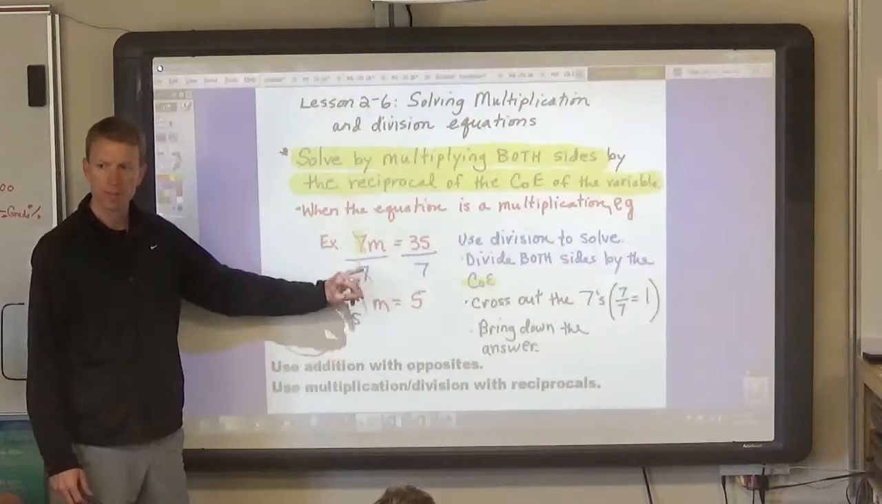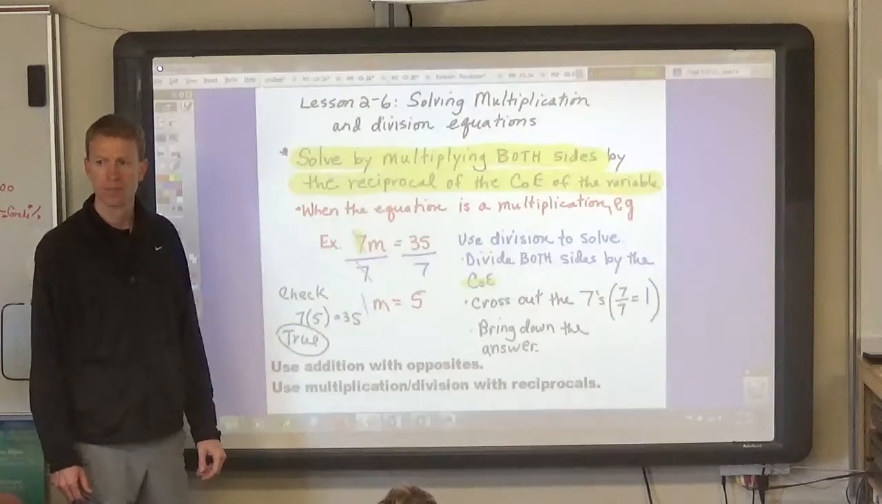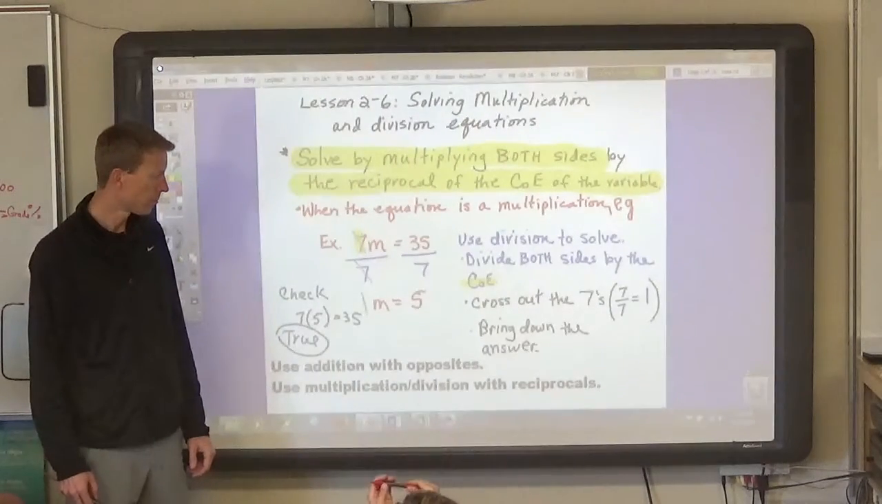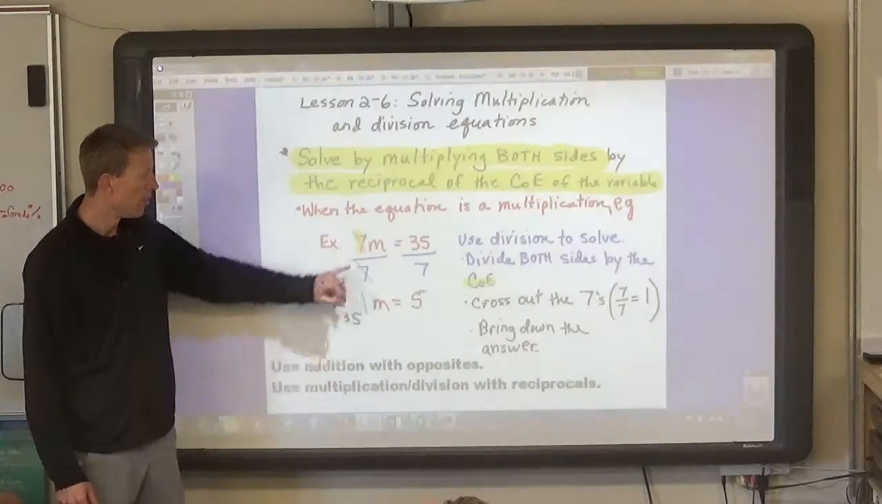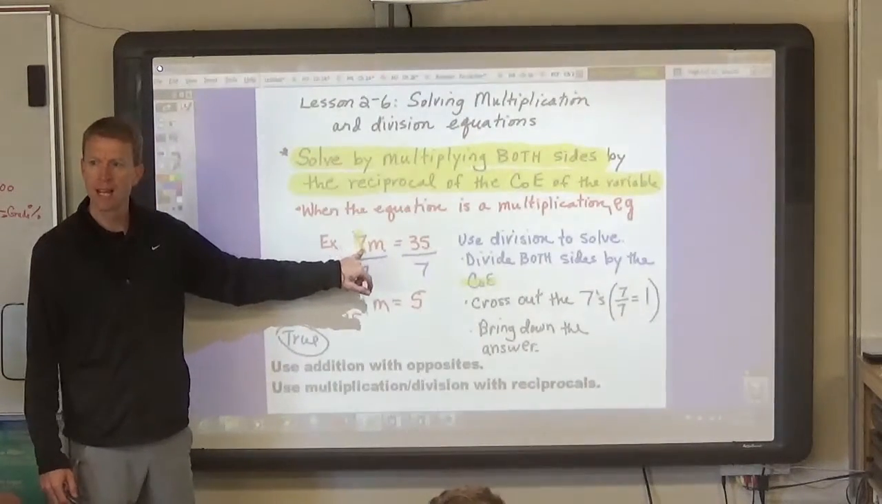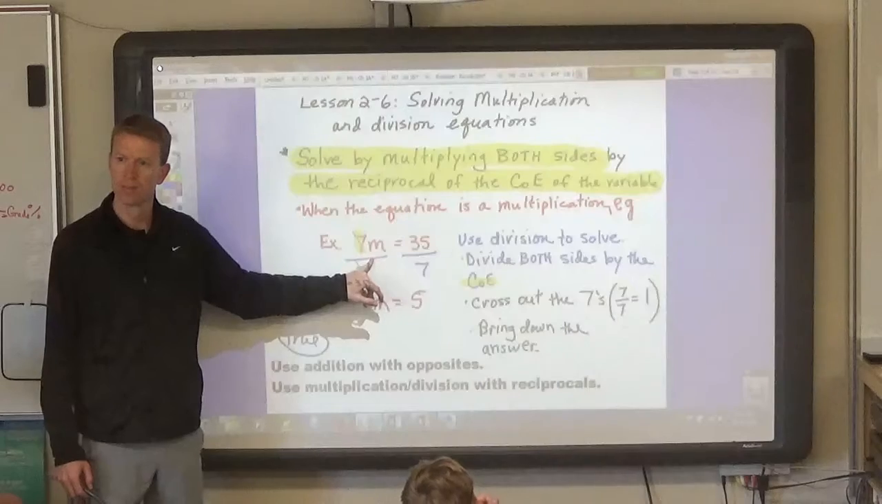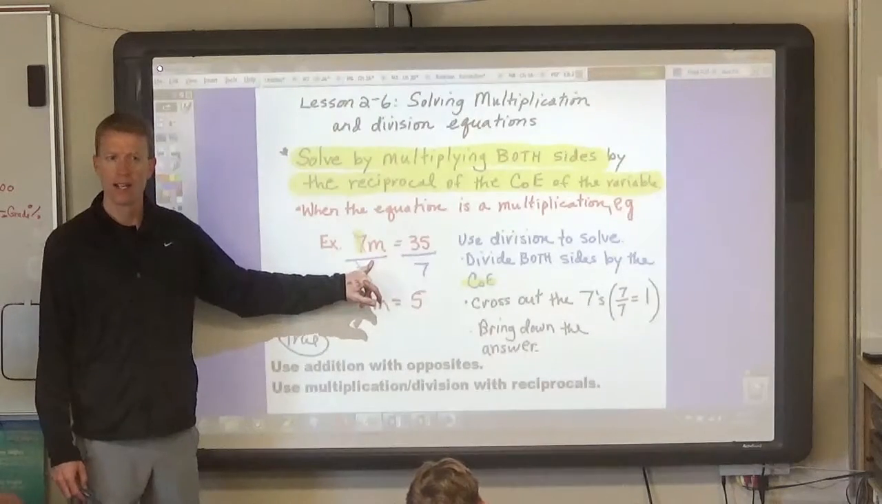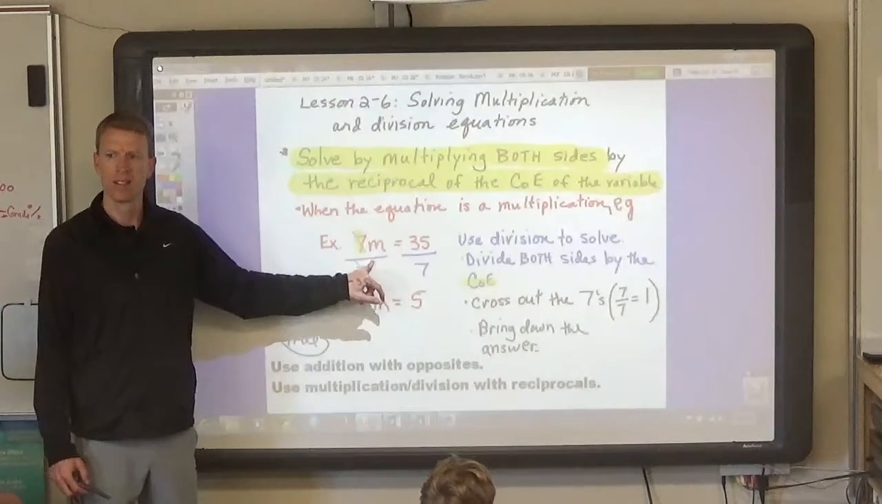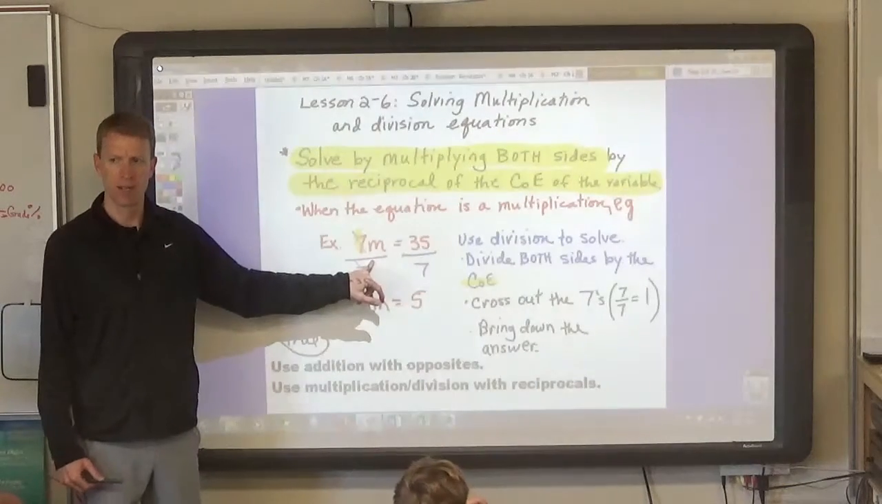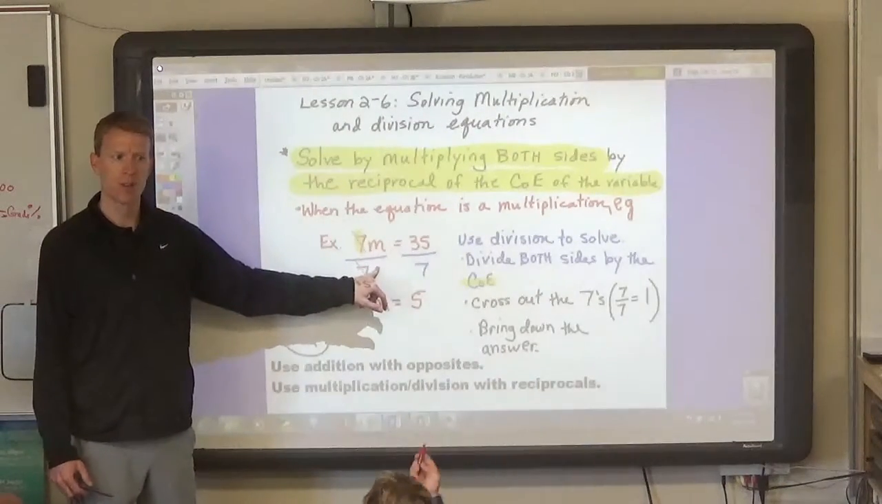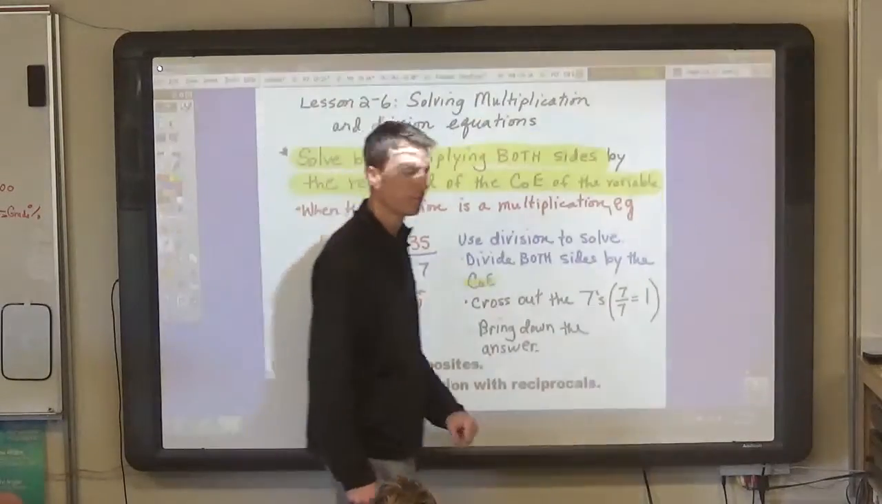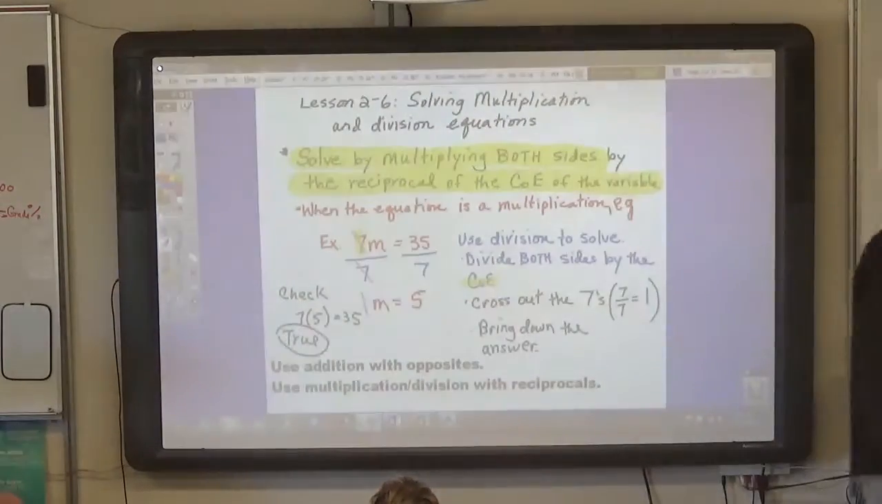Wait, why do you divide both of them? Don't you, it would be -7 because it's opposite. No, we have 7 m's, and if we add the -7, we can't add those together because this one is 7 m's and the other one is just 7. Oh, so it's not like the last time. Really?